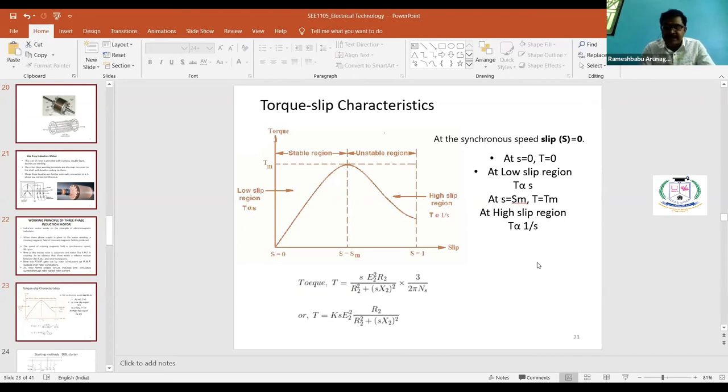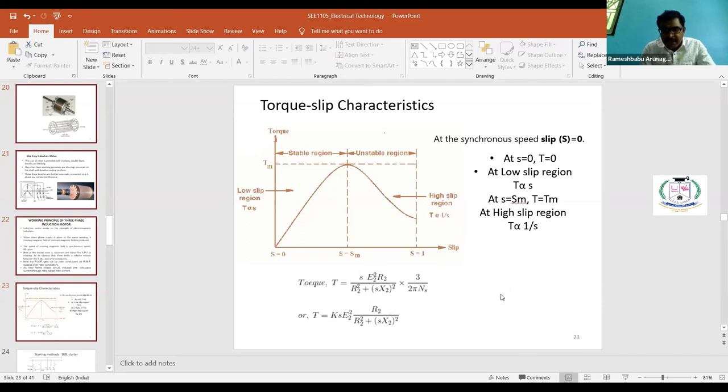What do you mean by sm? Sm is nothing but maximum slip. Why do we call it the maximum slip? The particular slip value where the torque reaches its maximum value is called the maximum slip. After deriving this, I'll get sm is equal to r2 by x2. So sm is nothing but the slip value where the torque is reaching its maximum value.